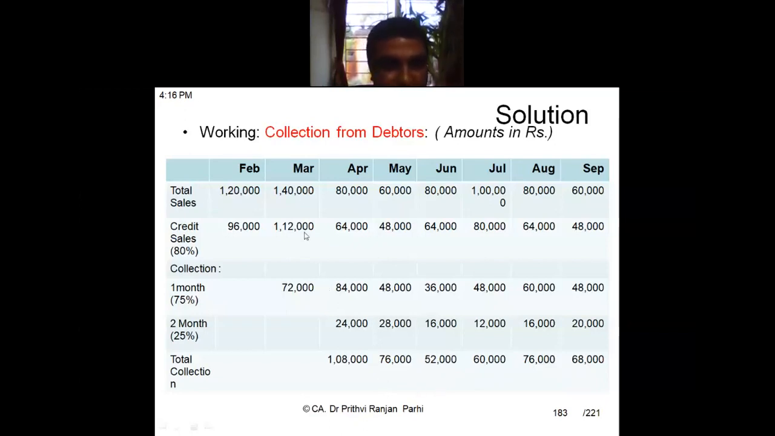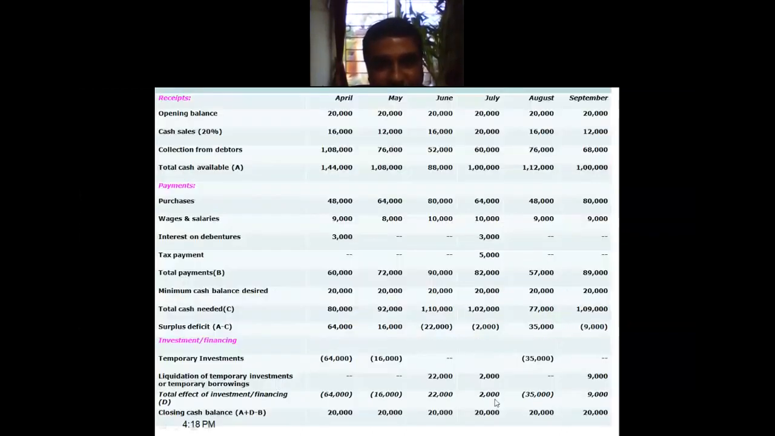Okay. March data is given to you so that you can arrive at the complete cash collection from debtors for the month of April. To calculate this, I need data from two months prior. Therefore, that data was given. After that, the opening balance was given to you. Cash sales you can find out, 20%. Collection from the debtors in the month of April is this much. Total cash available is this much.